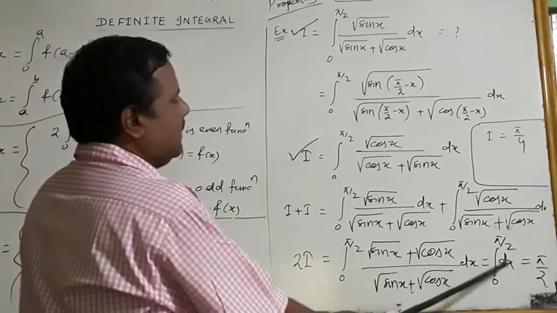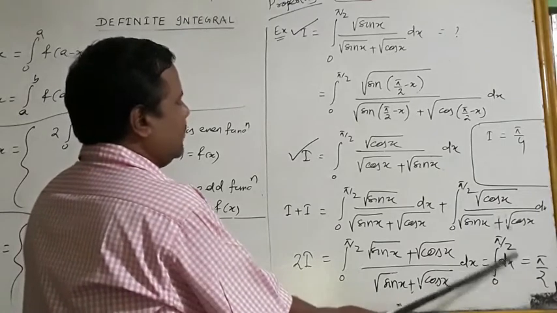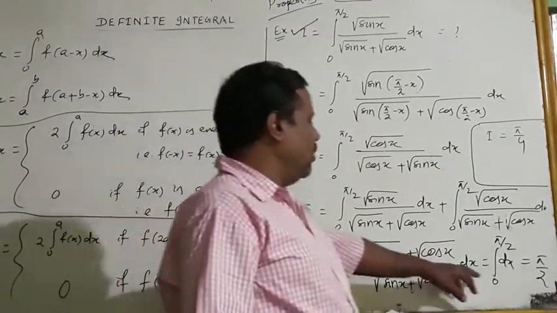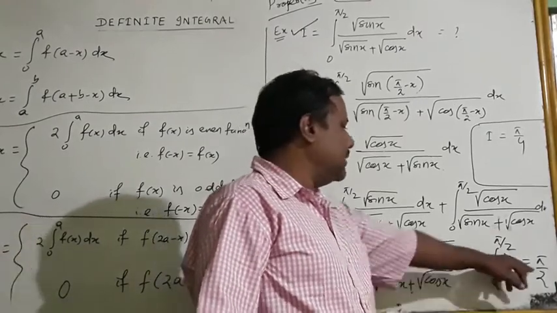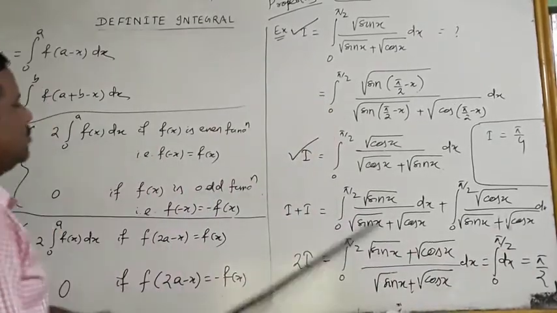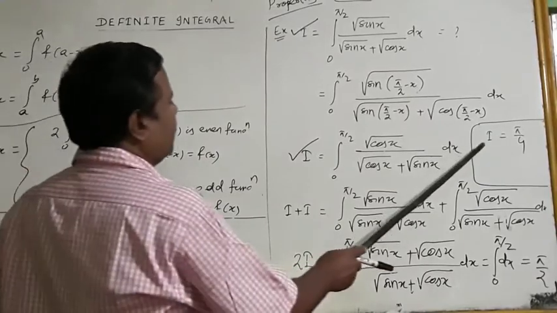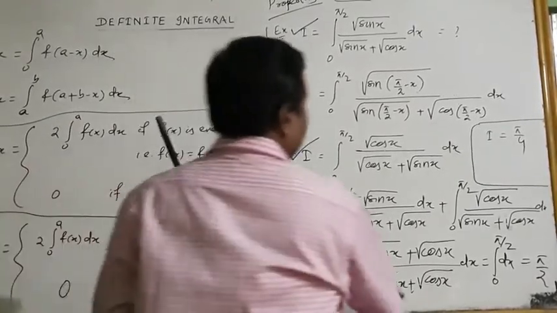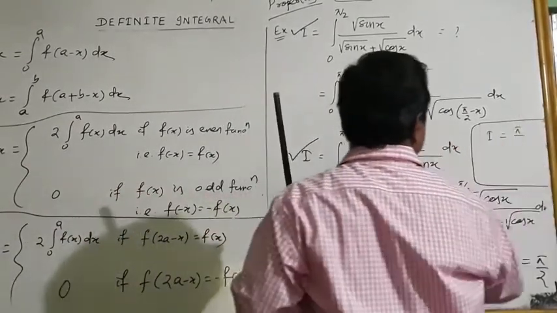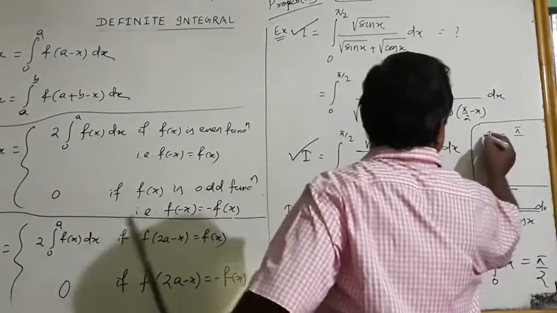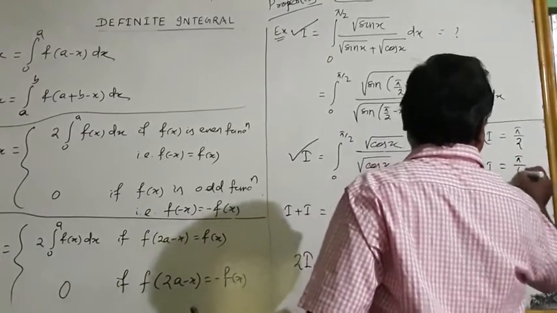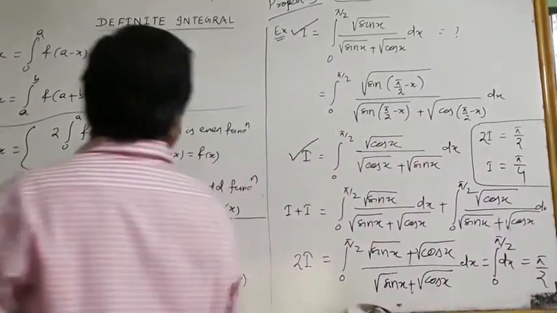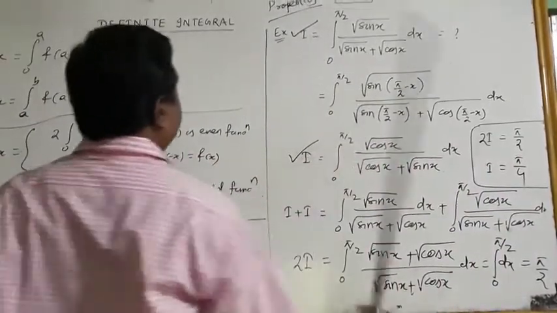When they cancel, you will find the integral of dx from 0 to pi by 2, and you know the integral of dx is x, that is pi by 2 minus 0, that is pi by 2. Now 2I is equal to pi by 2. If 2I is equal to pi by 2, then what is I? I is equal to pi by 4. So the value of this integral is pi by 4.